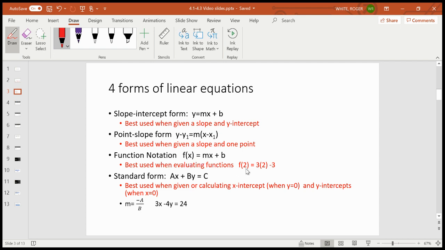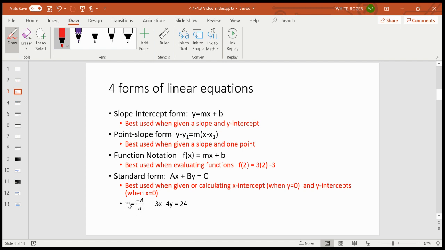Function notation is awesome to use when you're trying to evaluate. If I had 3x minus 3 and we wanted to evaluate when x equals 2, we can write all of that in the function notation without having to do extra work or extra noting. Standard form is amazing to use when you're trying to find the x-intercept or the y-intercept. The x-intercept is when y equals 0, and the y-intercept is when x equals 0.